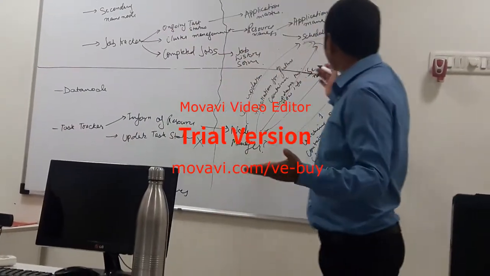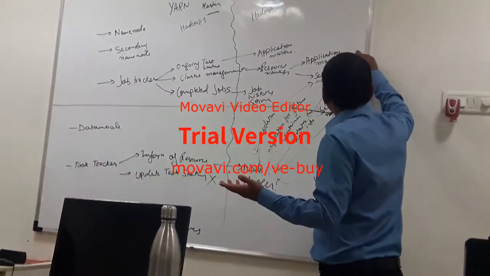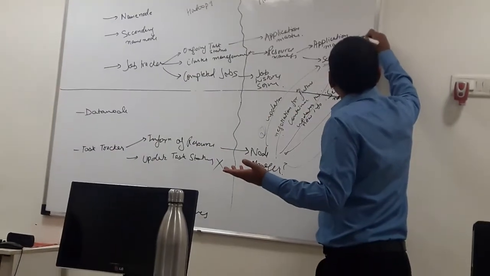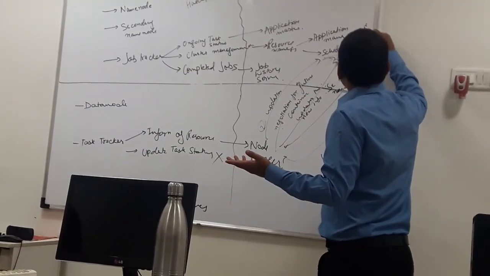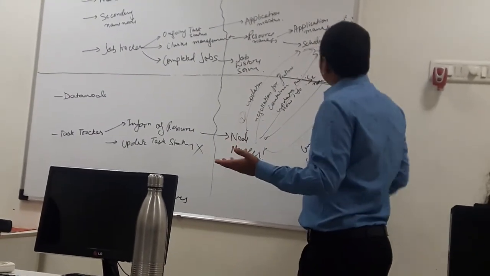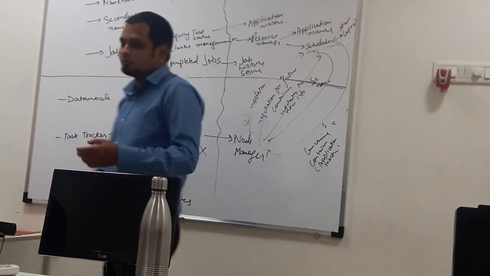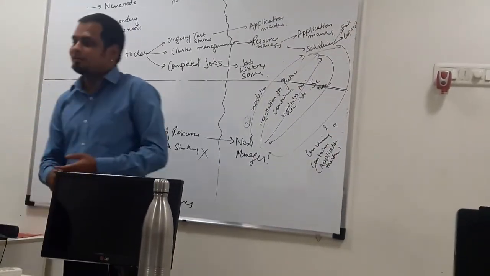Okay, so this was the diagram of YARN. I can specify scheduler into two more components, that is fair and capacity, that we will see with the part of the scheduler itself. Okay, so we'll end the topic today.